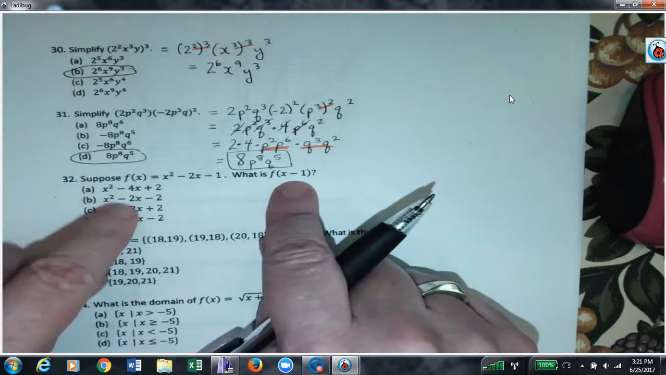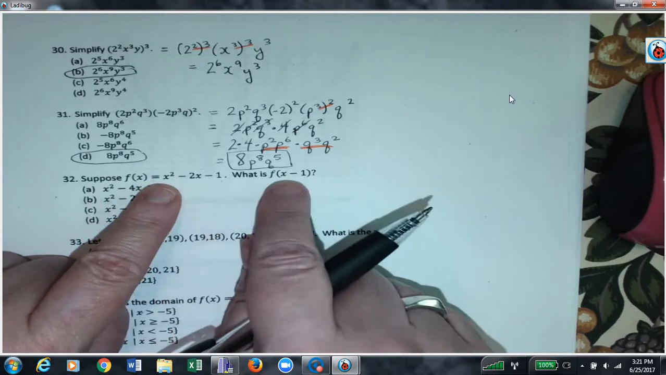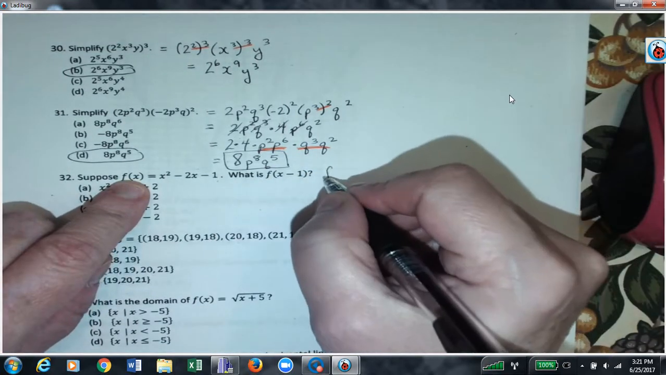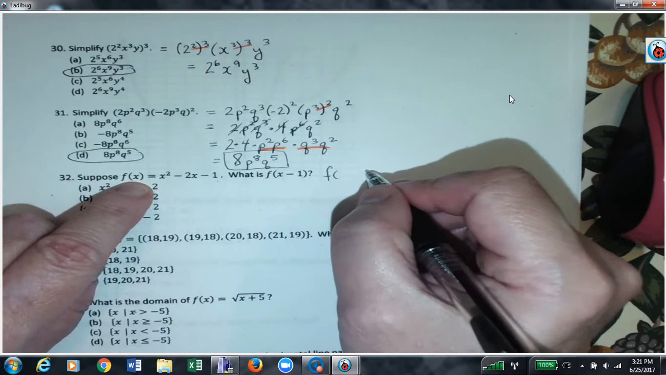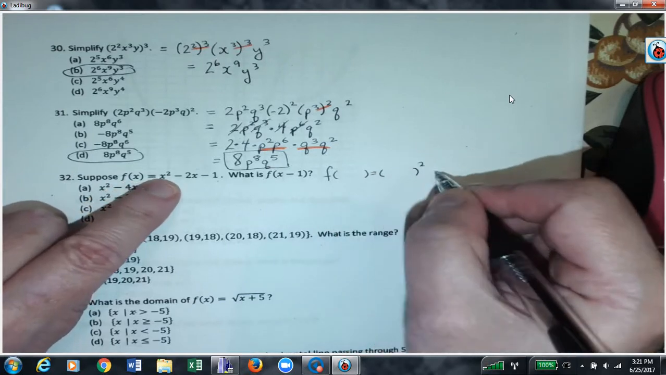Okay, now suppose f of x is equal to this. So I have a function. What is f evaluated at x minus 1? All right, so the first thing I do is I rewrite this, and everywhere there's an x, I put blank parentheses.